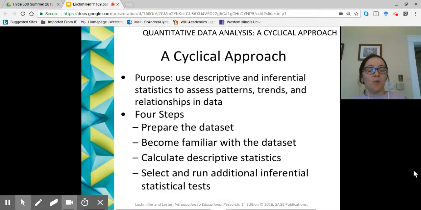So here you go. You prepare the database, you become familiar with the data set, you calculate the descriptive statistics, and then set and run additional inferential statistics. And then you continue on with different phases of the research, unless you're done, maybe after one cycle. But if you have continuing phases of collecting and analyzing data, then you're going to go in a circle.